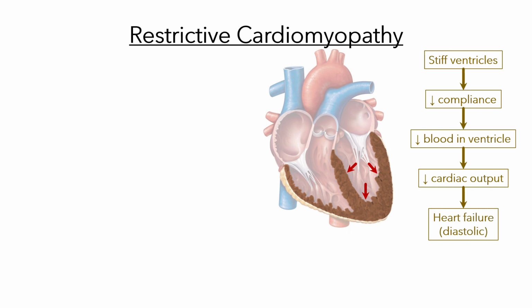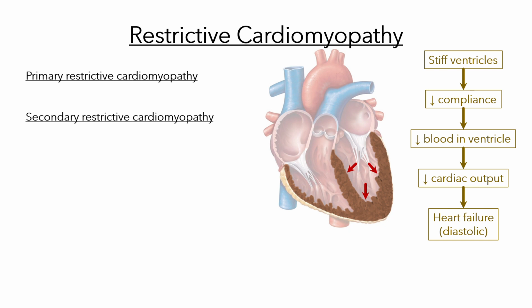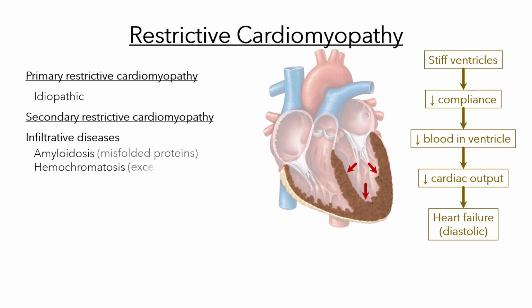Restrictive cardiomyopathy can be classified into primary and secondary types. The primary form often has no clear cause and is called idiopathic. Secondary restrictive cardiomyopathy is typically caused by conditions where infiltration of abnormal substances in the myocardium, such as amyloidosis due to accumulation of misfolded proteins, hemochromatosis due to excess iron deposition, and sarcoidosis due to formation of granulomas in the heart.